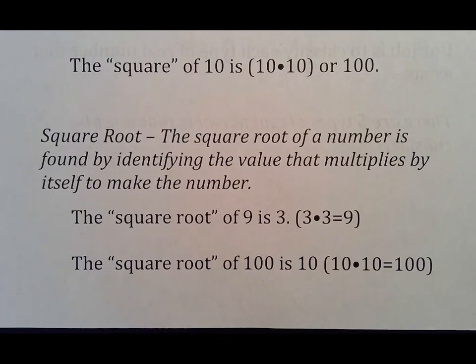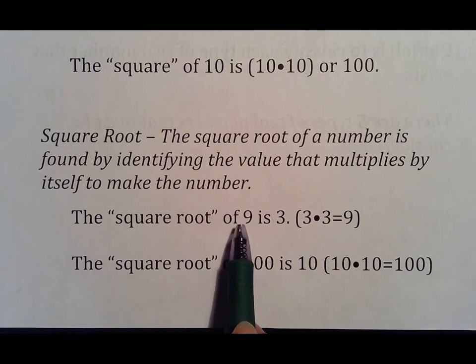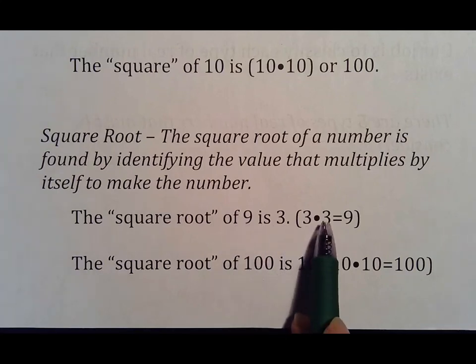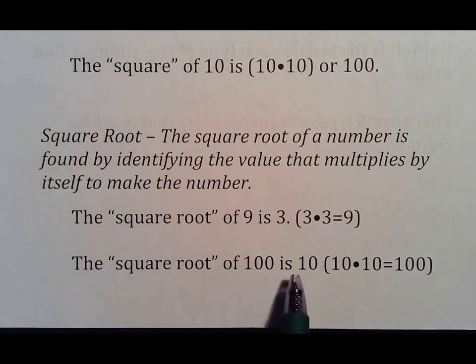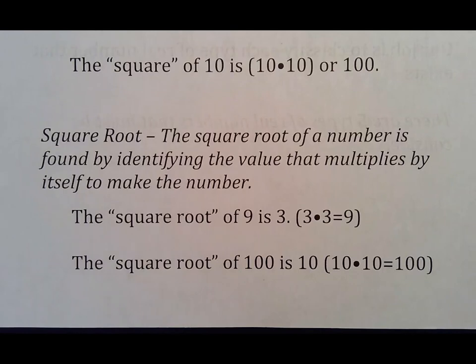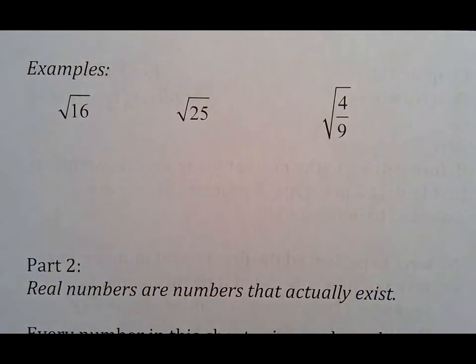So for the square root of 9, you're looking for the number that multiplies by itself to make 9, which is 3, because 3 times 3 is 9. If you're looking for the square root of 100, that means you want the number that squares to make 100, which is 10. So again, the square root of a number is found by identifying what multiplies by itself to actually make that number. So squares and square roots are important. The notation for square roots is this here.